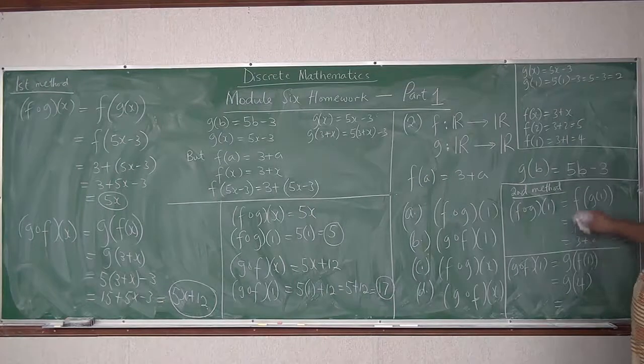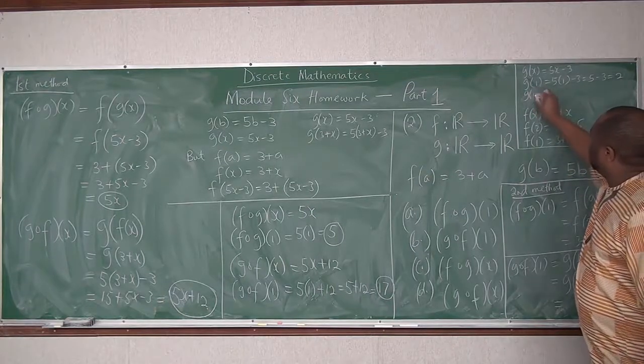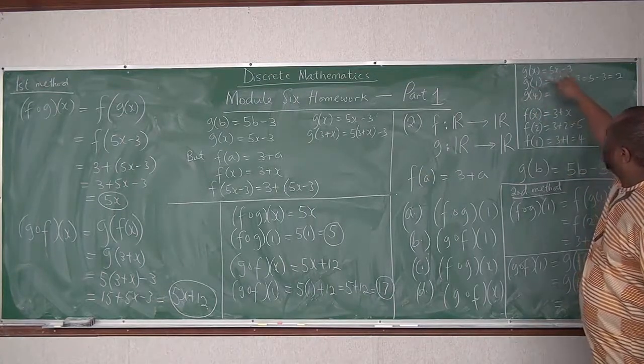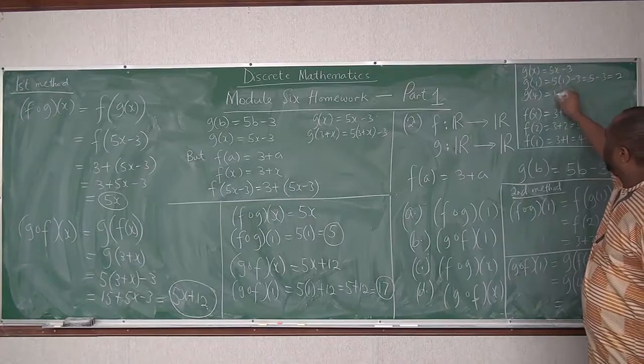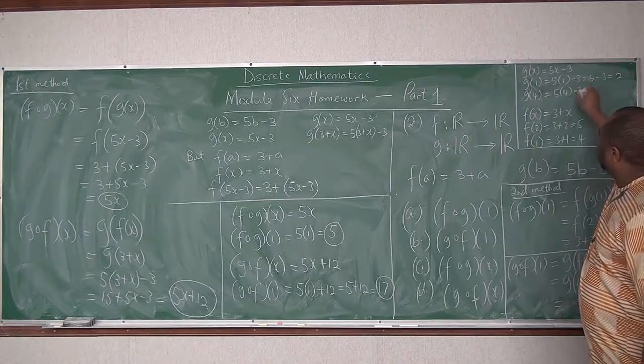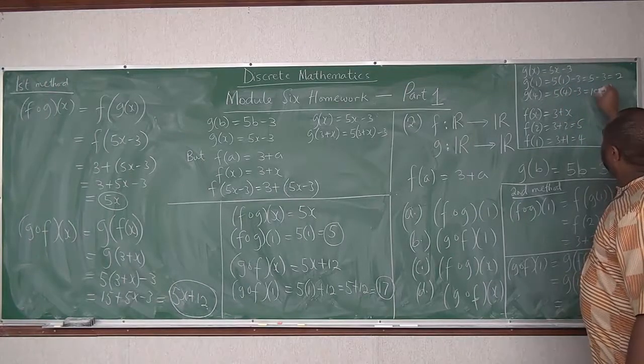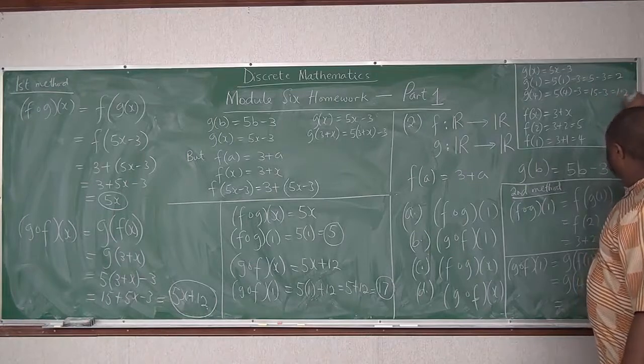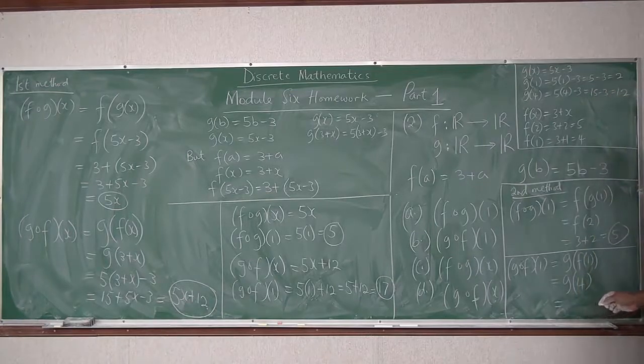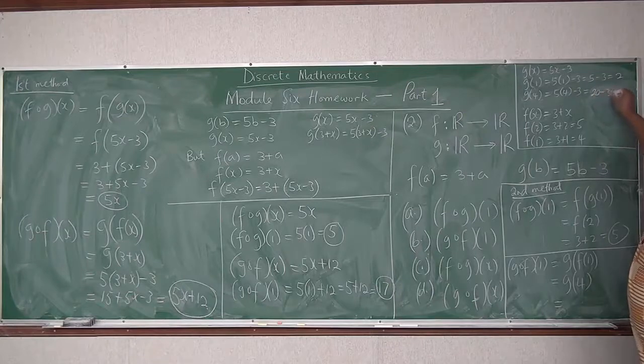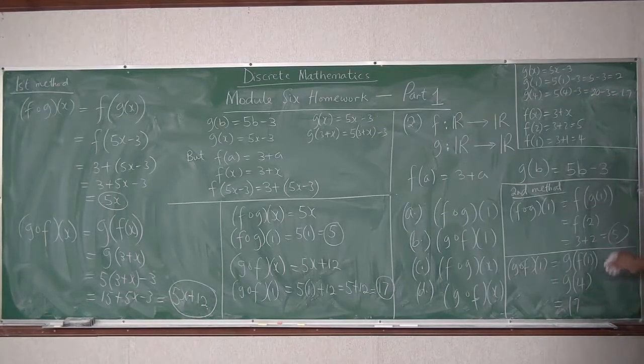Now, g of 4, anywhere we see x here, we put 4. g of 4 will be 5 times 4 minus 3. 5 times 4 is 20, minus 3, which is 17. Showing all my work. And that's it.